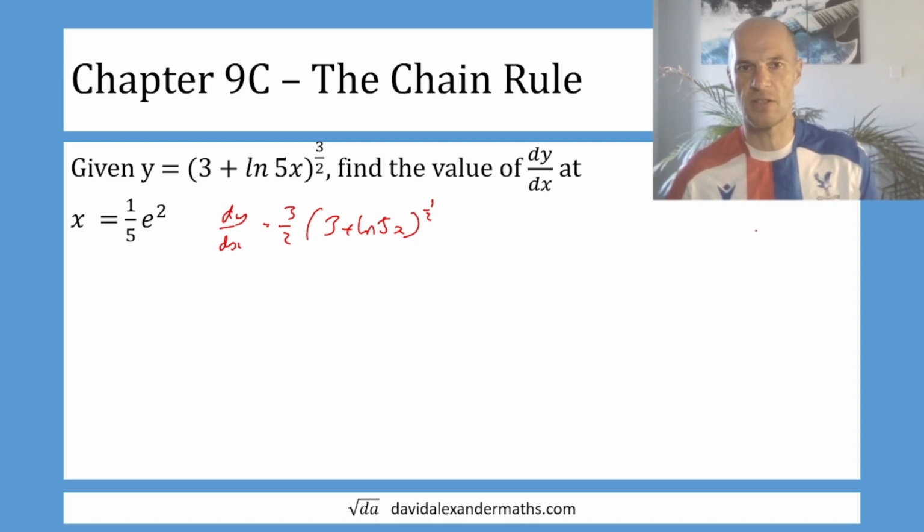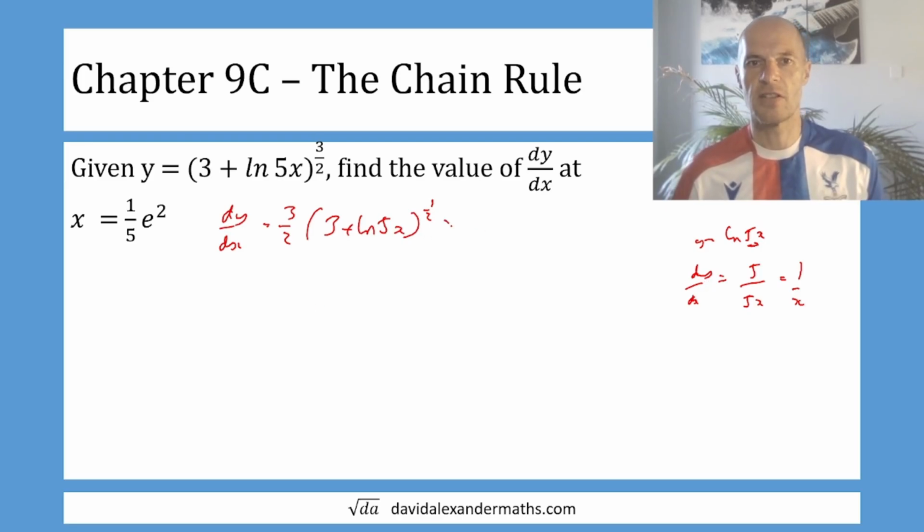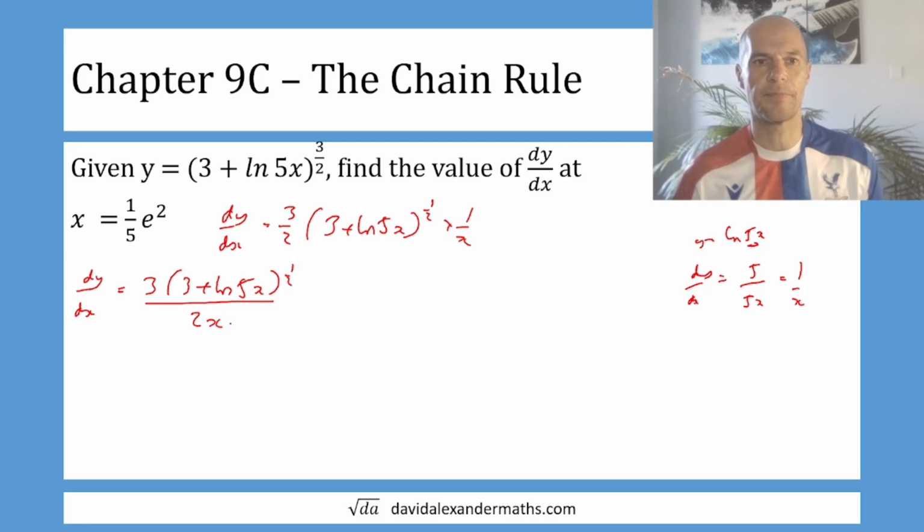So let me just put this to the side here. The ln of 5x becomes dy by dx is, this is the stuff here, so the denominator is 5x, the derivative of 5x is 5, so that's just 1 over x. So that is times by 1 over x. So therefore we can simplify this a little bit by saying that that is 3 lots of (3 plus the ln of 5x) to the power of 1/2, all over 2x.